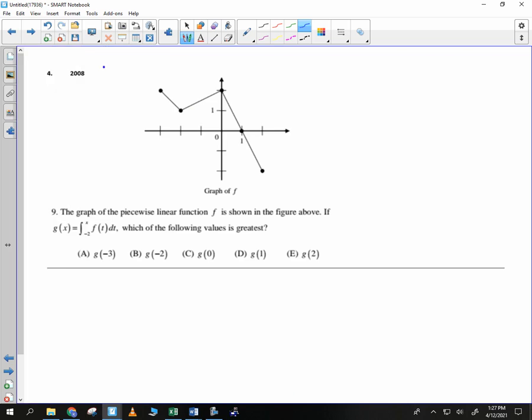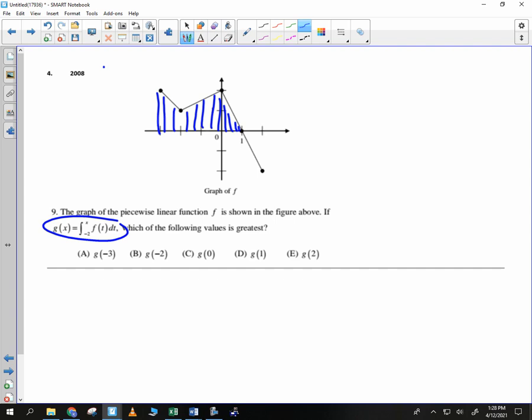Somebody's 3 for 3. The graph of the piecewise function is shown above. If g of x is equal to this guy from -2 to x, which of the following is the greatest? Notice this is just an area collector, guys. It is an area collector. When is the area the greatest? Well, at that spot. After that, you get negative area, correct?